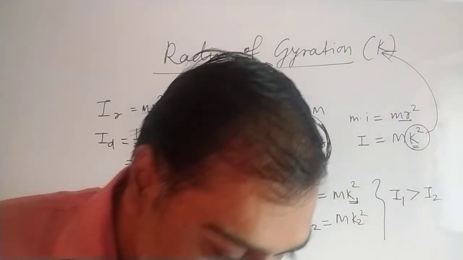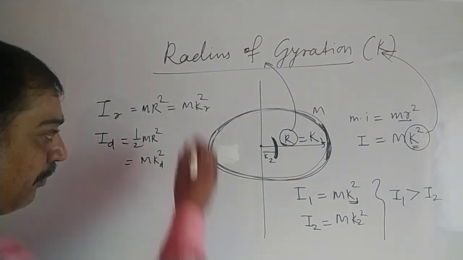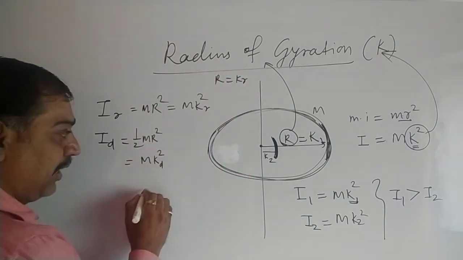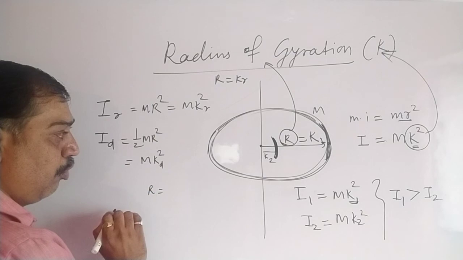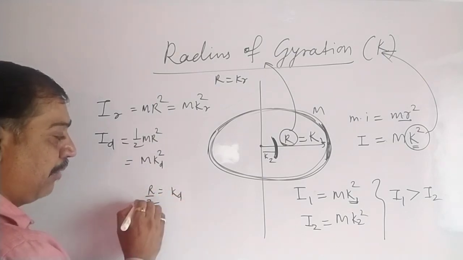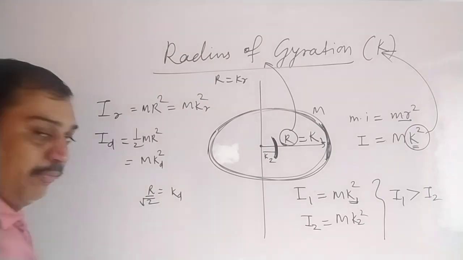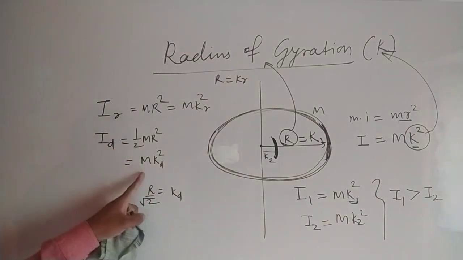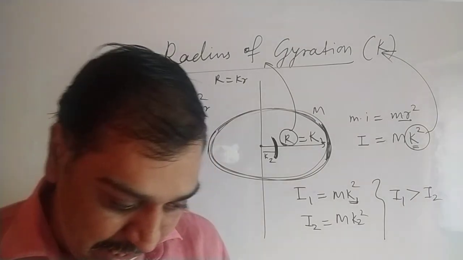It's the same thing they have given, but here they have put r equal to kr for the ring. For the disk, r by root 2 equals kd. Now take kd square, which is r square by 2, that is 1/2 r square. Here we get the same thing that they have mentioned here.